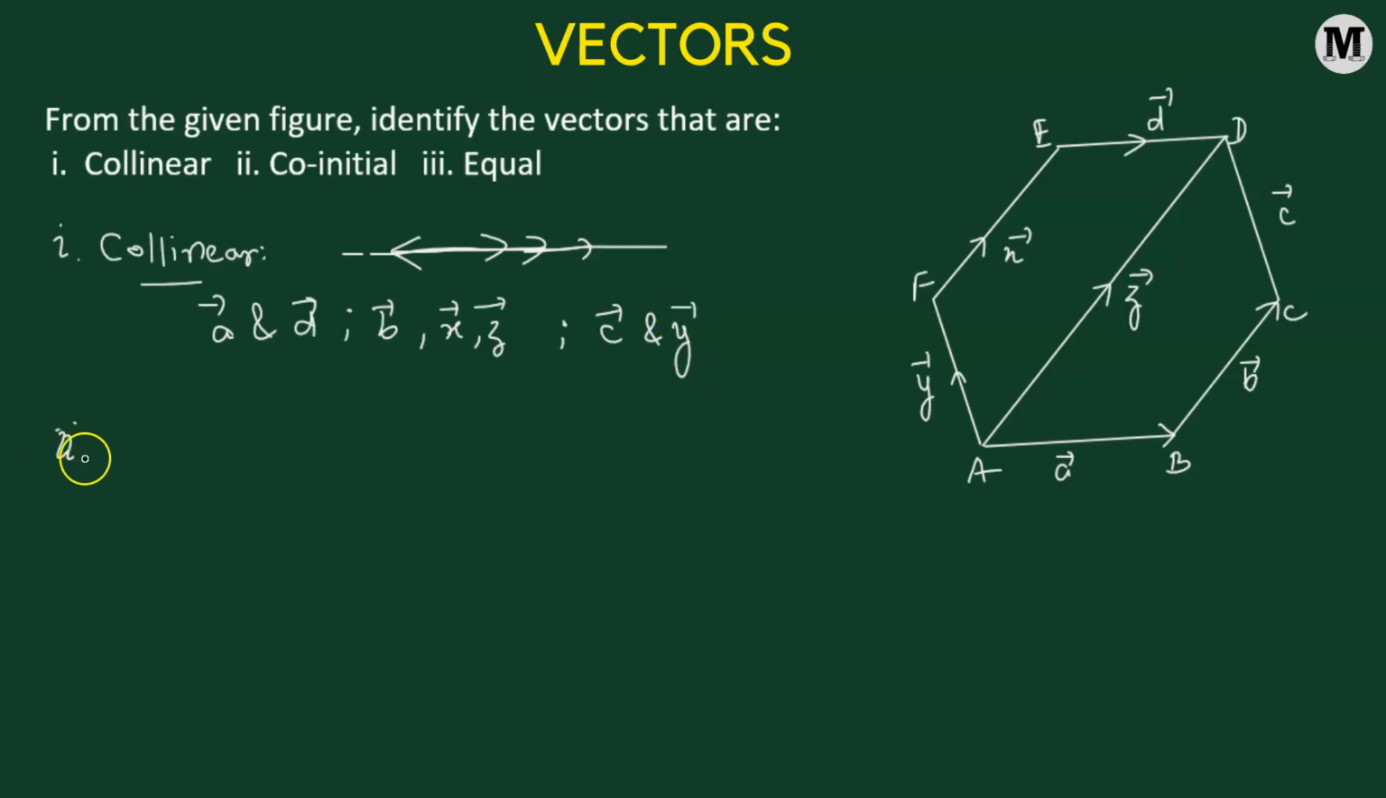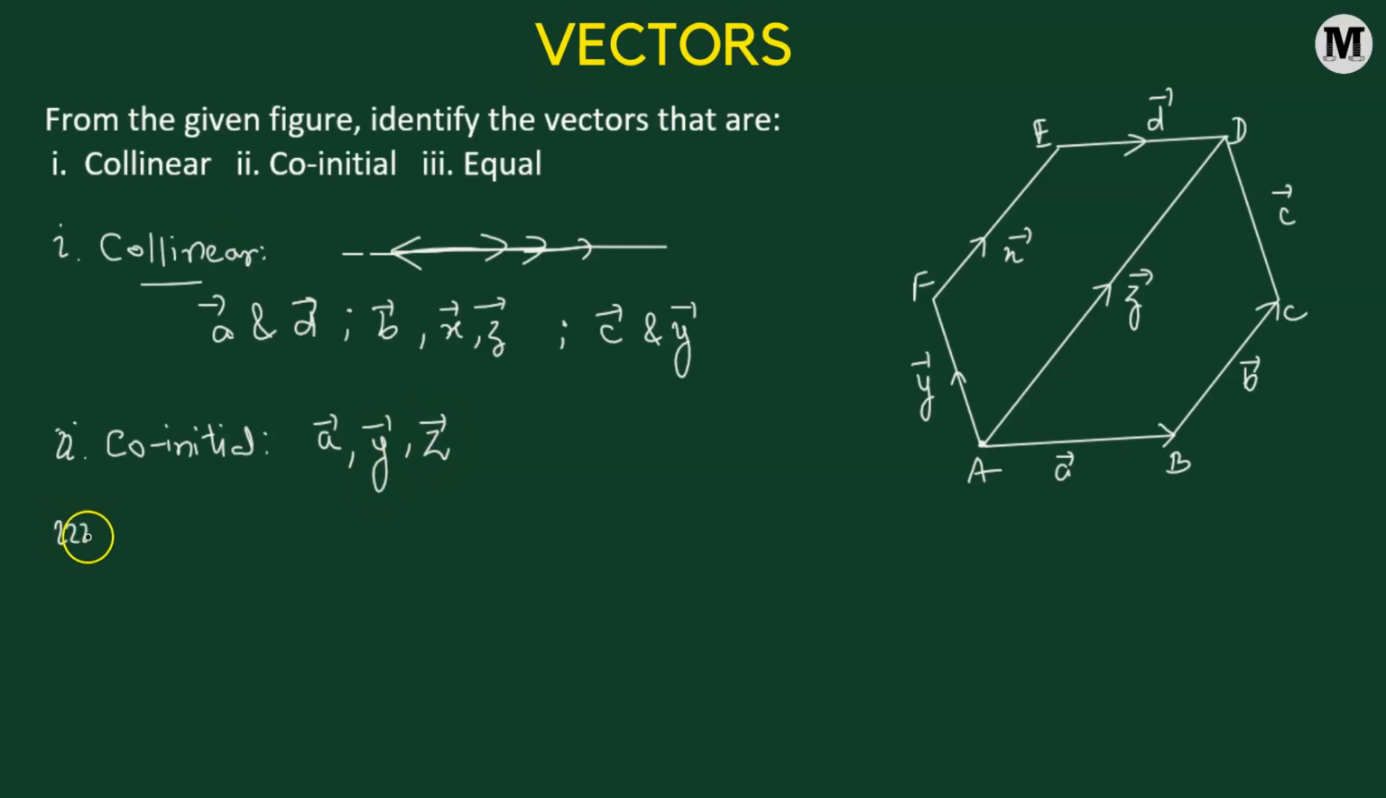Next, coming to the second one, we need to find out the vectors that have the same initial point. That means the vectors are co-initial. As we can see here, if we consider point A, three vectors are stemming out of point A. We have vector A, vector Z, and vector Y. So that means they are going to have the same co-initial point. So we have vector A, vector Y, and vector Z.